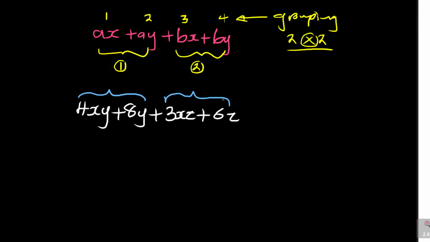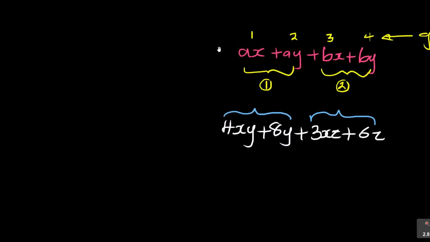All right, now I just want to show you another concept here, just to see how this thing works. Remember, they gave me ax plus by plus bx plus ay. I think I made an error here. It's ay here.